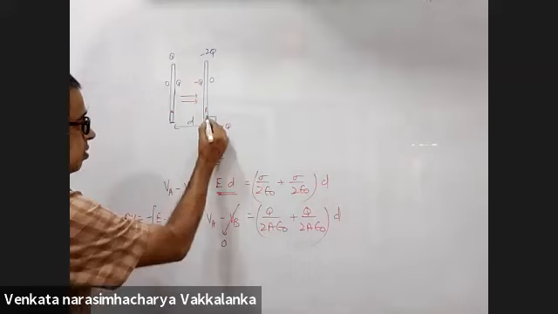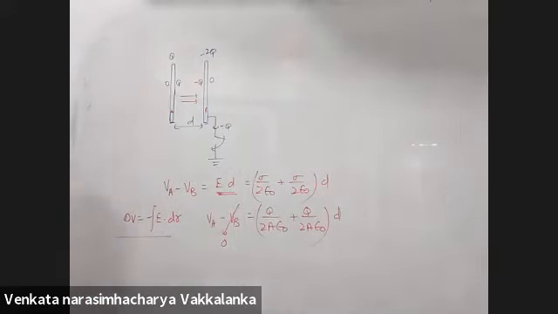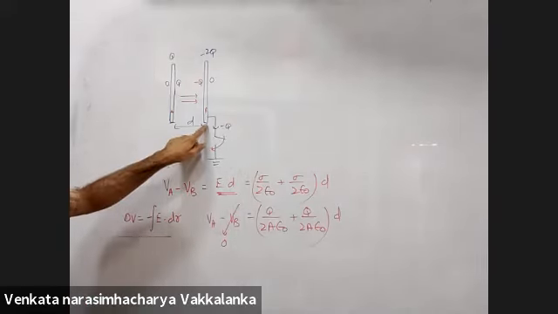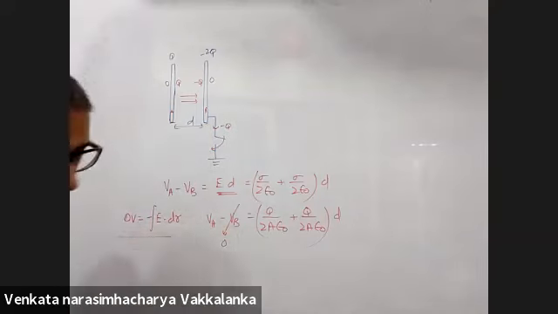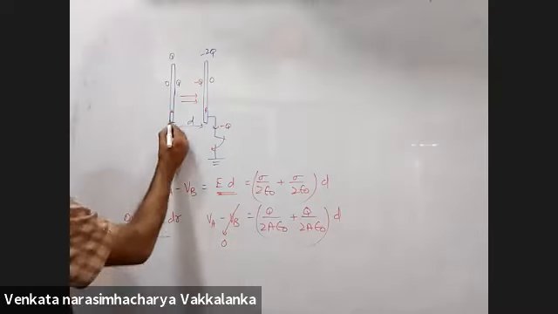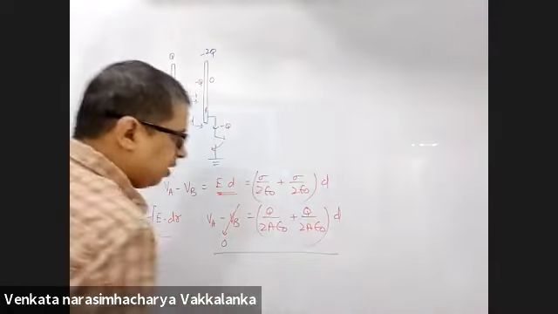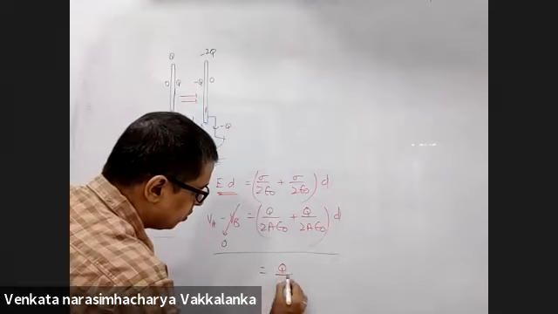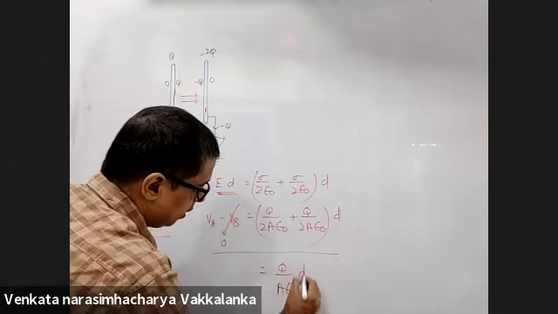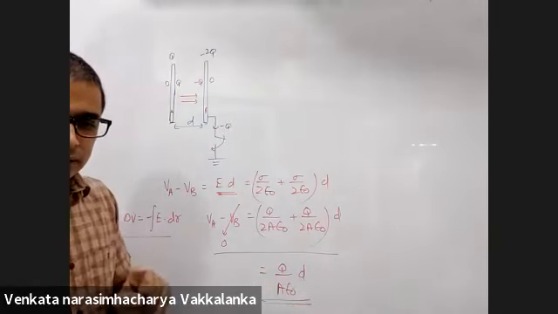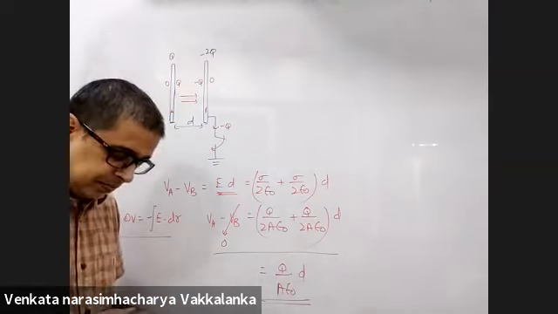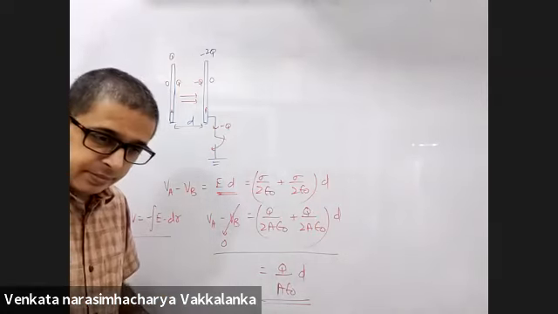VB I am taking to be 0. This is ground reference line. Right? So I'll get the potential of A with respect to B. This is Q by A epsilon naught into D. Is this point clear? Yes, sir.